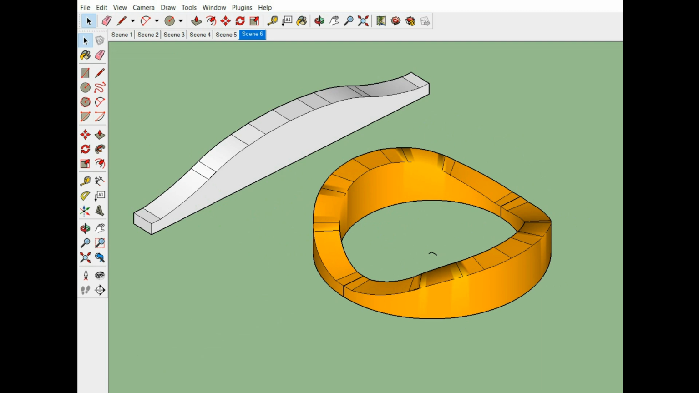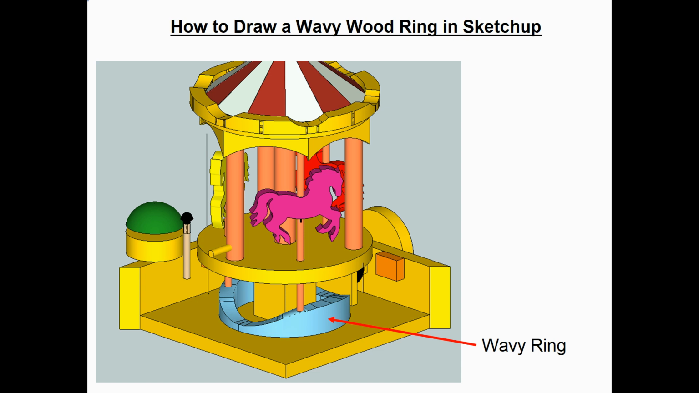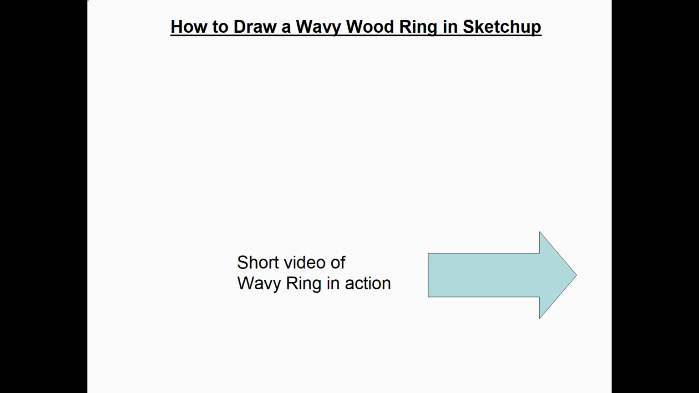I left a center point in there so we can put it into the model it fits into. But there's the wavy ring completed. Now I put the freshly drawn wavy ring into the pony carousel assembly. As you can see in this diagram, the pony's on a 1/4 inch dowel, and the dowel comes down and rides on the wavy ring, so as it rotates, the ponies go up and down. Because you may be curious to see how this wavy ring actually works in the real world, here's a short video of the carousel and the wavy ring in action.